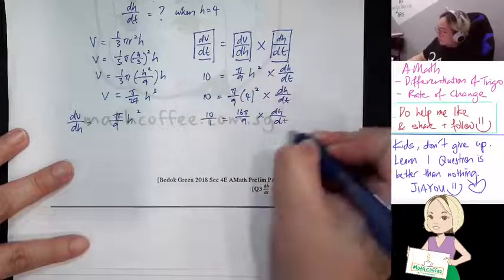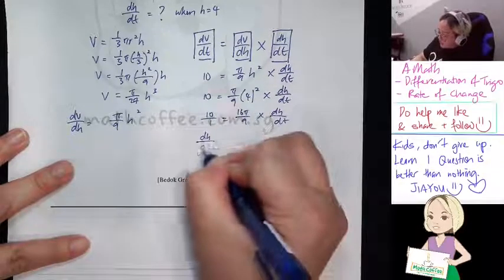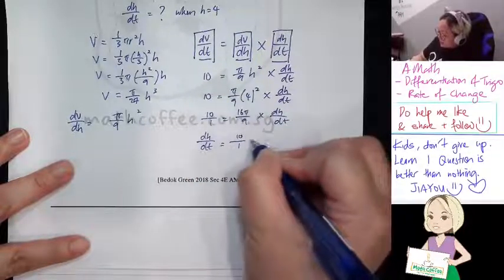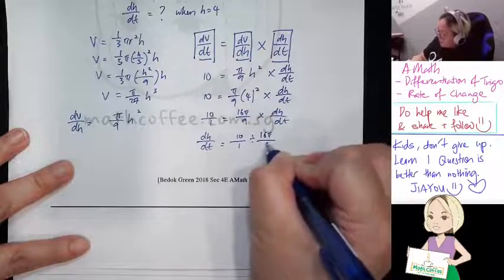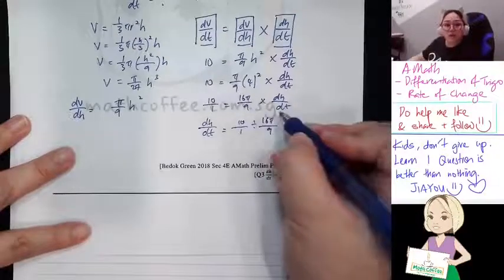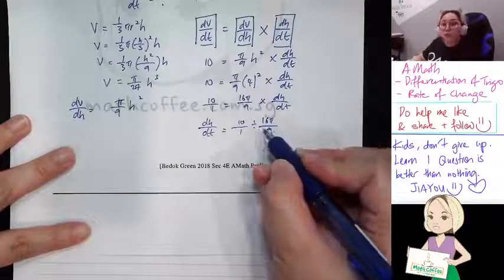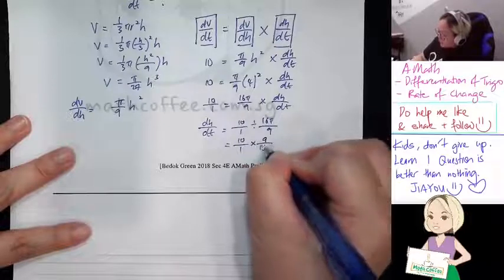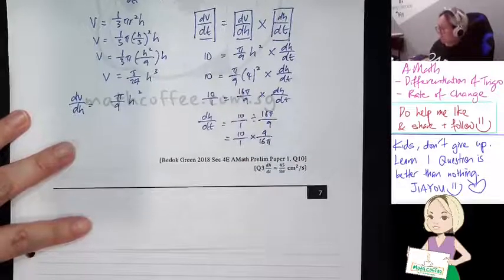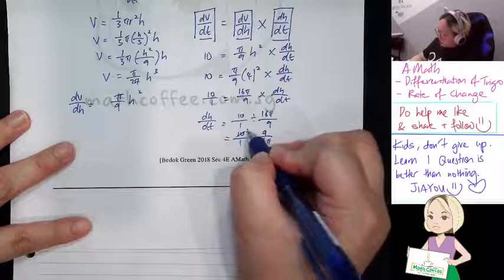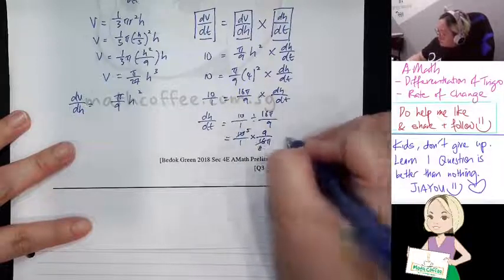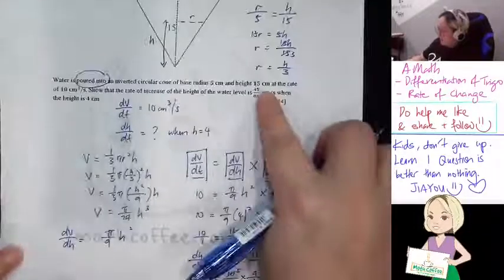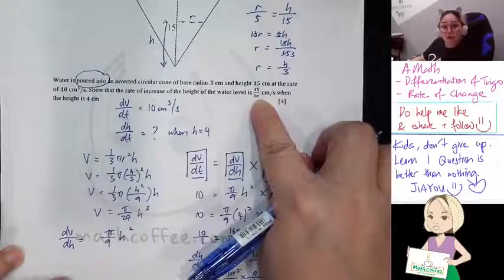So I want to solve dH/dt. So dH/dt will be equal to 10 over 1 divided by 16 pi over 9. Then change it to multiply. So it is 10 over 1 multiplied by 9 over 16 pi. Let's simplify. Divide by 2, I get 5. Divide by 2, I get 8. So I get 45 over 8 pi. And ta-da! You get 45 over 8 pi over here.